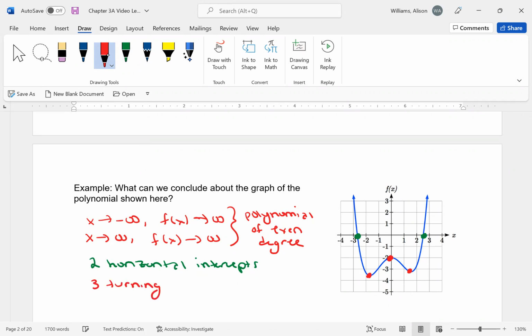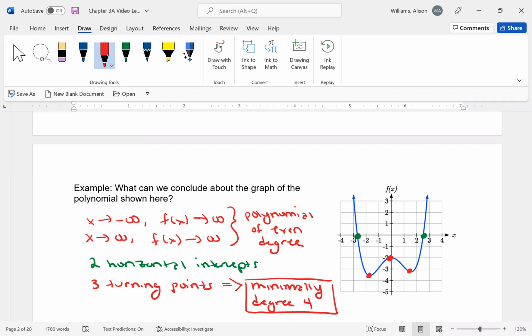Now that actually tells me something. That tells me that minimally, this has to be degree 4, because the characteristic is it has at most n-1 turning points. It's always 1 less than the degree. So this has to be at least degree 4, could be degree 6, could be degree 8, but at least it's degree 4. That much I know. So that's my big conclusion at this point: minimally this polynomial is degree 4.